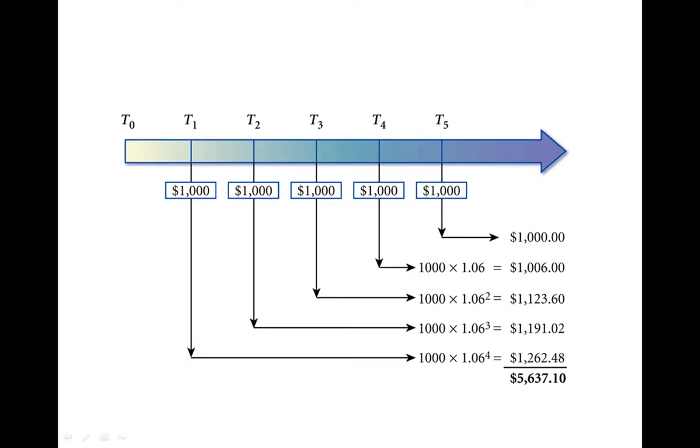So as we have less compounding, we will see that the numbers are obviously growing less. The next year would be 1,191, 1,123, 1,06, and so on. So this is where the compounding effect comes in.